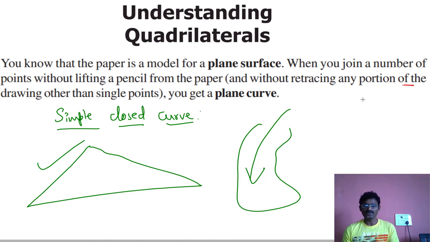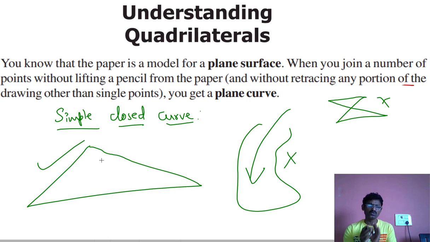Let me take one more example. If I take like this, it is closed actually. It is closed but not simple, you see. Here at this point one line is crossing the other line. Even though it is closed, it is not simple. So this is not a simple closed curve. This is also not a simple closed curve. The first one is the only one which is a simple closed curve.